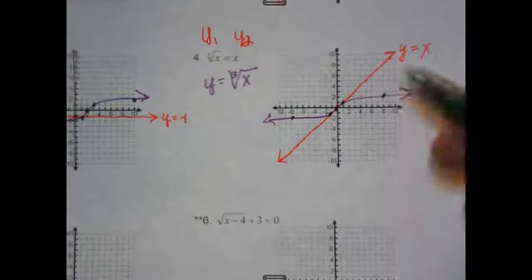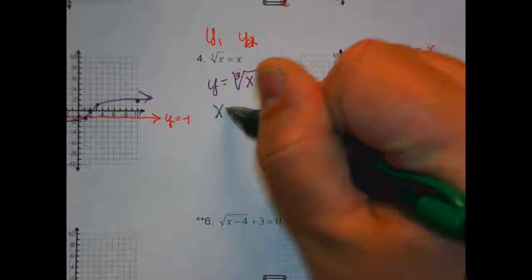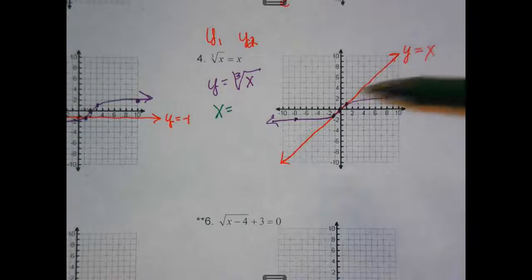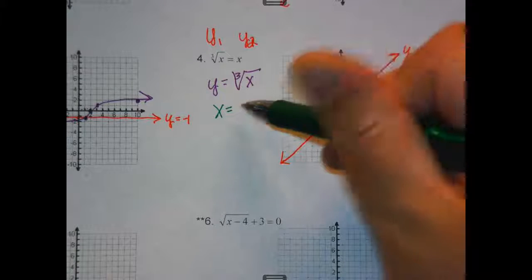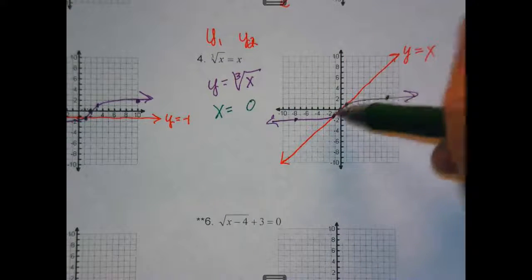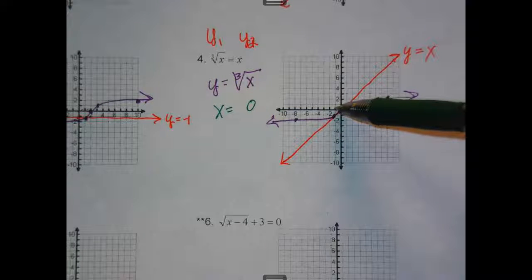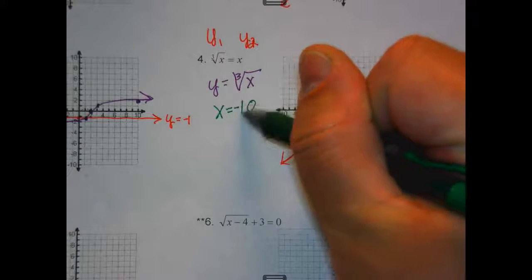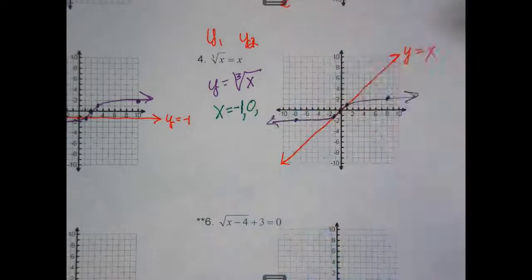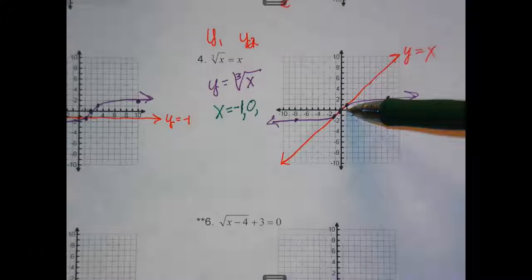Okay, what's my solution here? What does x equal? 0 is one of them. Looks like I got 3 points on there. I have negative 1, so the x coordinate for that is negative 1. What else? Yeah, positive 1.